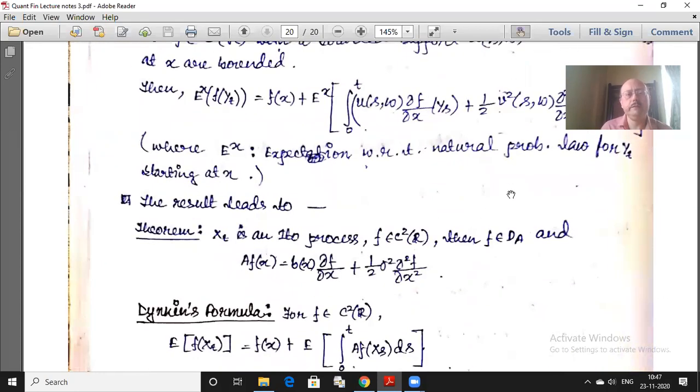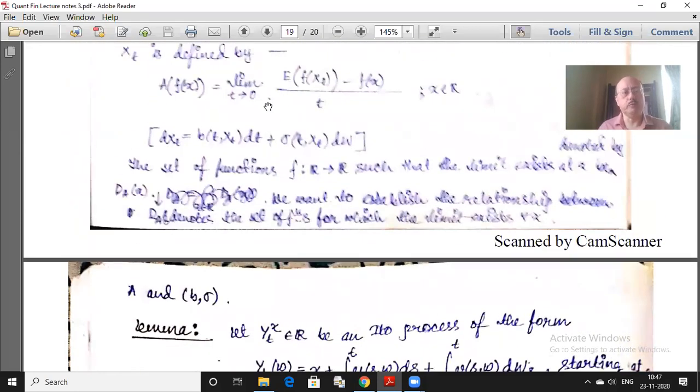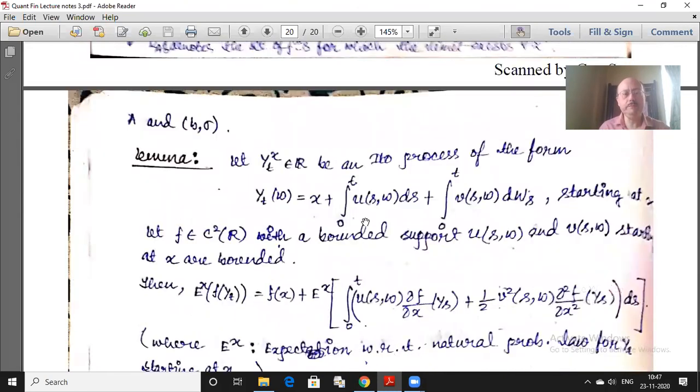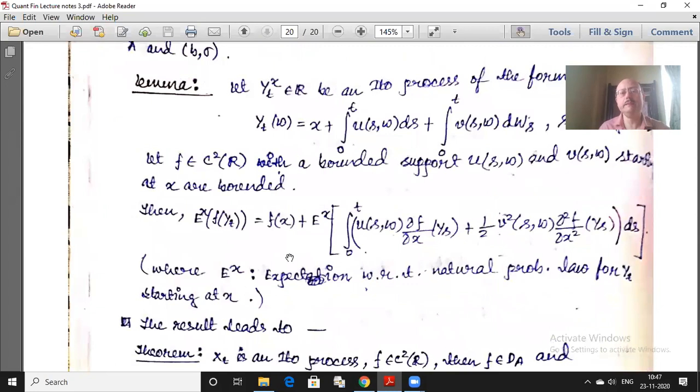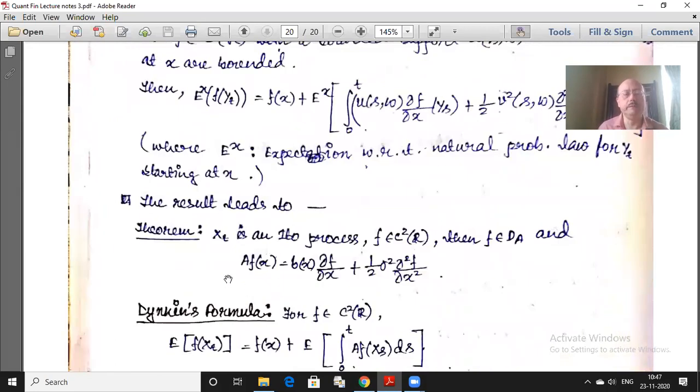Using that expression and doing the usual limiting arguments, because I have to take this expectation here, cancel f(x). f(x) will be cancelled. And then this expectation divided by t, I'll have to do the limit. So that will lead me to the expression here as b ∂f/∂x plus half sigma squared ∂²f/∂x². And of course, this is the first part of the Itô formula expression. So is this clear so far?